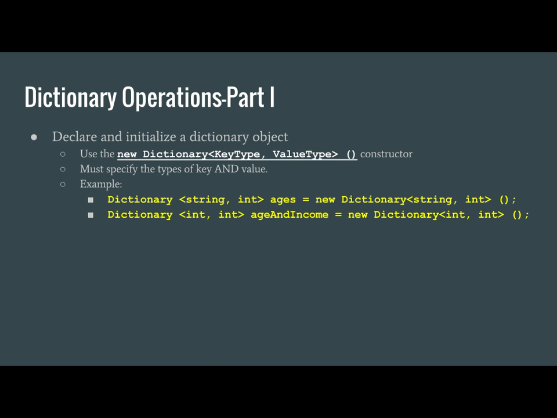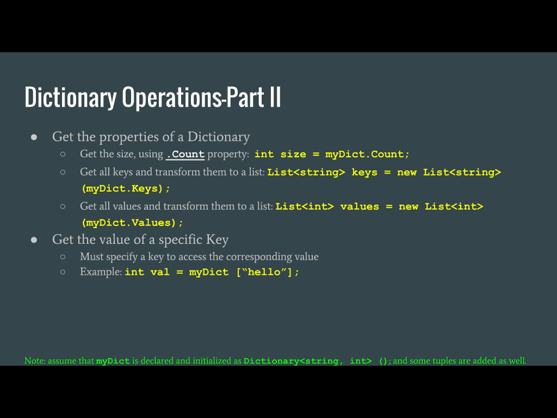Or we can do some more things. We can say we want to find the people's age and their income, to try to do some data analysis. We can create a dictionary that has their age and their income. Suppose we only have 99 people, so that we don't have duplicate keys. To get the size of the dictionary, we use the dot count, which is a property of the dictionary. So in this case, we say myDict.count. This expression returns an int, so we can assign it to an integer variable, which is size.